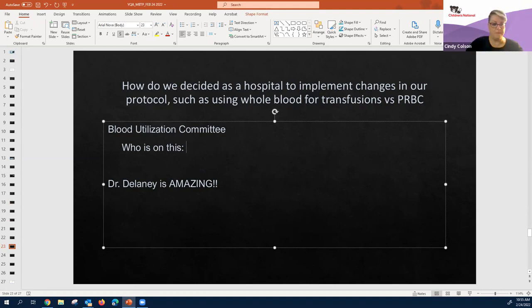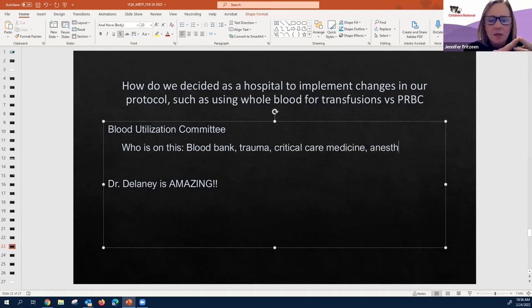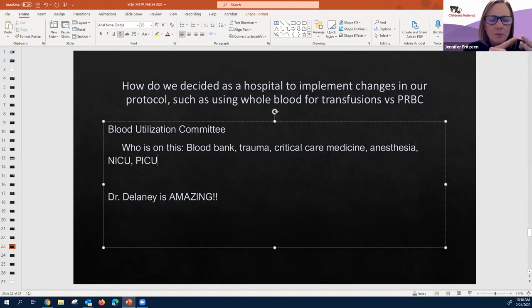Who is on this committee? There are multiple physicians, surgeons, anesthesiologists. Okay, so blood bank is on it. Critical care medicine. Matt Sharon is the chair. Anesthesia. There's representation from NICU, oncology, HEMOC, PICU. Oh, we already got you. HEMOC, okay. But PICU nursing too. There's probably several more people I'm leaving out, so I apologize.